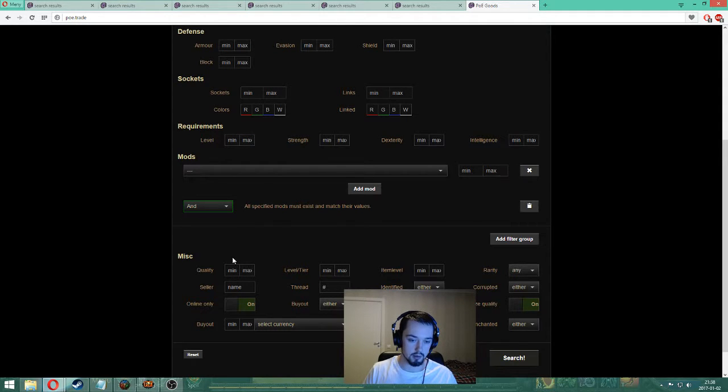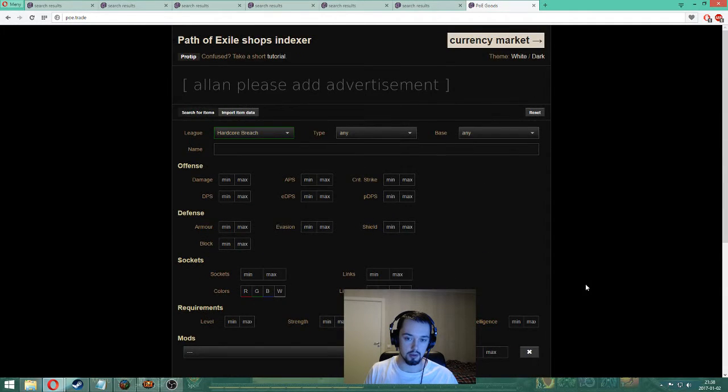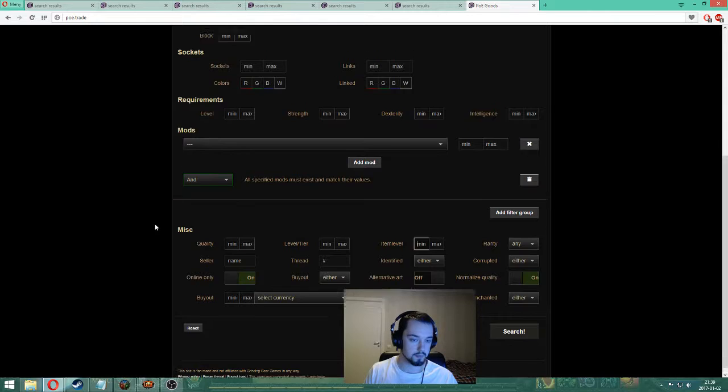And here in the MISC section you have quality, level, tier, like I showed you before. Item level can be important if you're interested in crafting. And identified or not, corrupted or not, crafted or not, enchanted or not. You can play around a lot with these if you're looking for specific stuff.